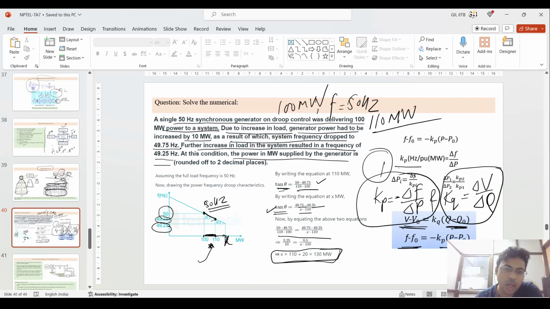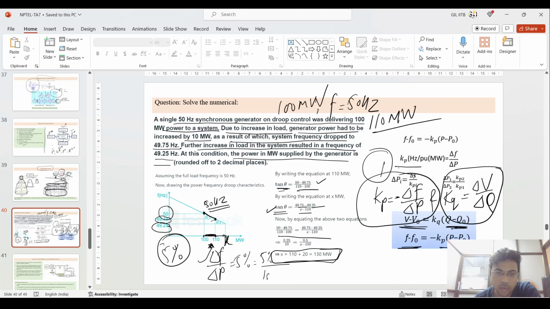So suppose I say that my frequency droop is 5%. What do you mean by this? It means that your delta f by delta p is 5%. My droop is 5%. So what do you mean by that also? It means that your frequency is a 5% change.